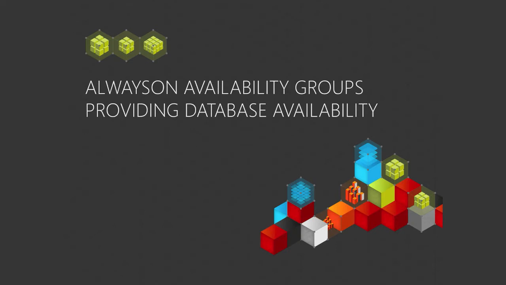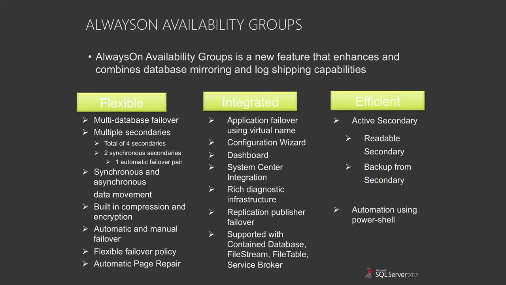AlwaysOn availability group is what combines the functionality of database mirroring and log shipping and provides a lot more features and capabilities on top of this. For example, you can failover multiple databases as a single unit. With database mirroring, you have to set up mirroring on only one database. So if your application depends on multiple databases, you have to set up mirroring on each one of those databases. In AlwaysOn availability groups, you can take all of those databases as a single unit and failover all of them.